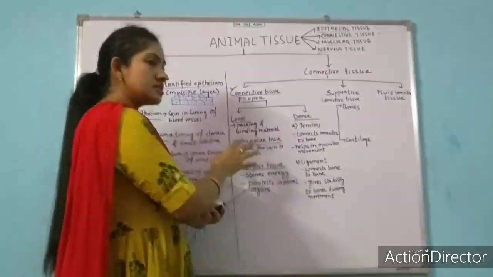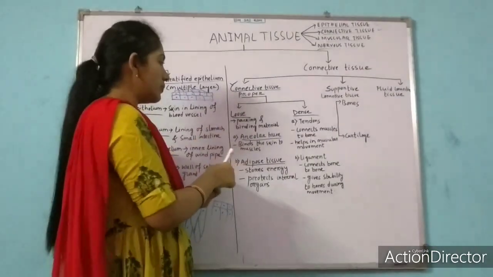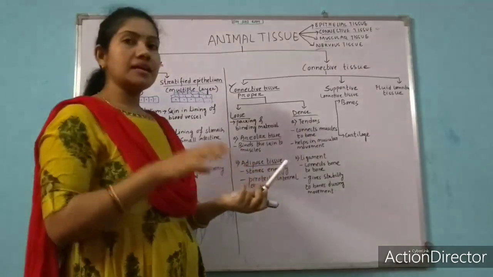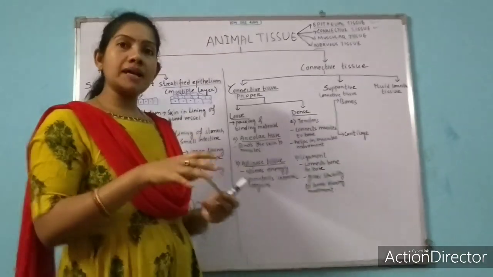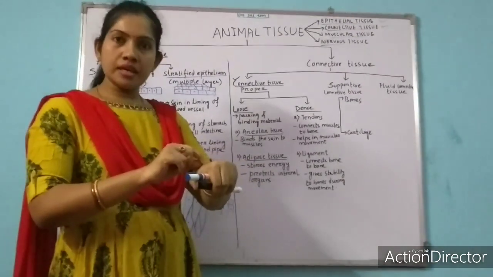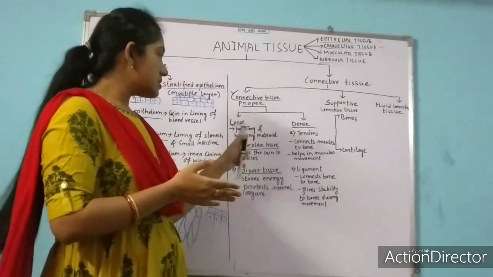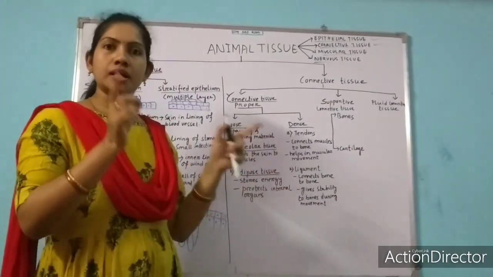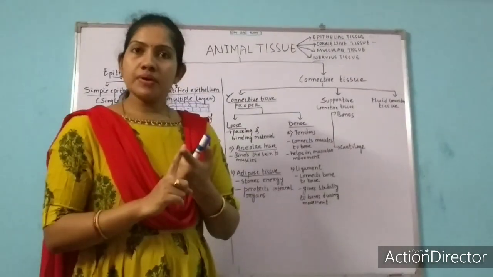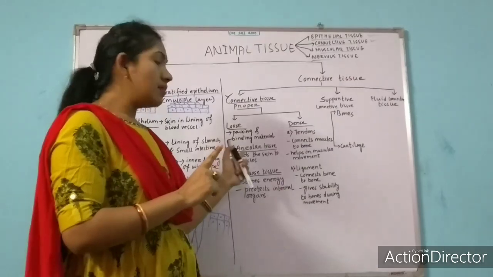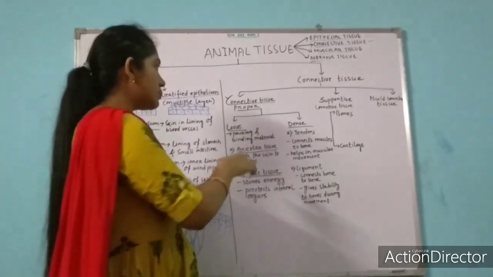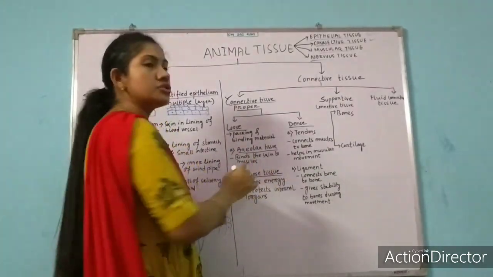And what is the function of areolar tissue? It binds the skin to muscles. Okay, it helps in binding. As I said, it helps in binding the outer skin with muscles. This is the function of areolar tissue. Again I am saying, areolar tissue is made up of collagen fiber and elastic fiber, and it helps in binding the skin to muscles.